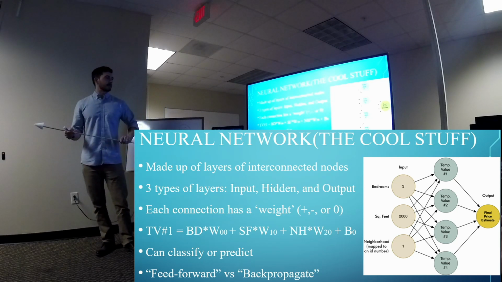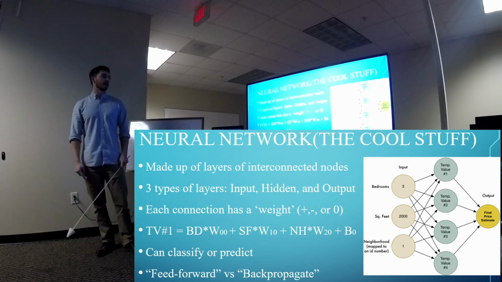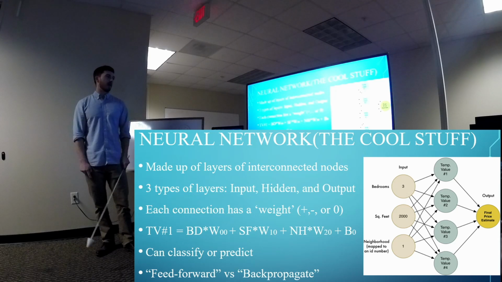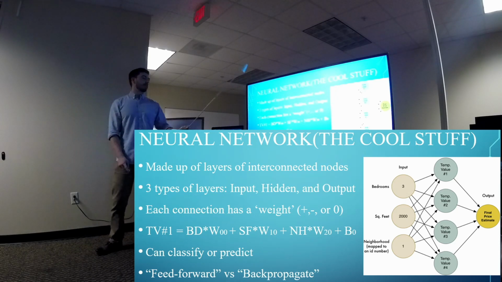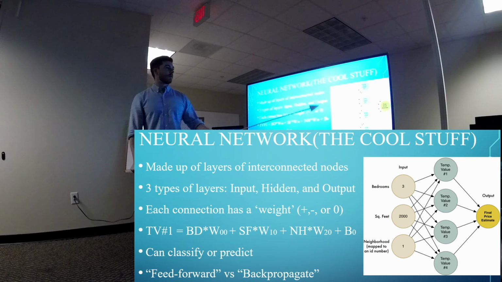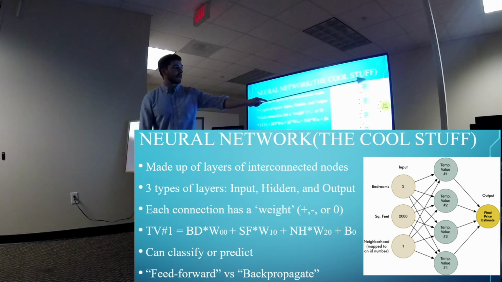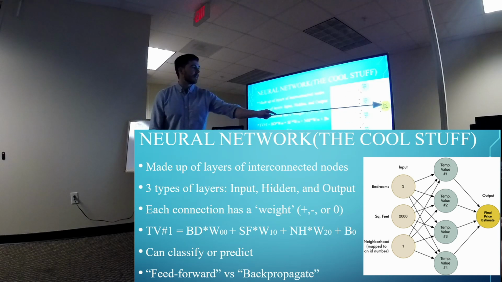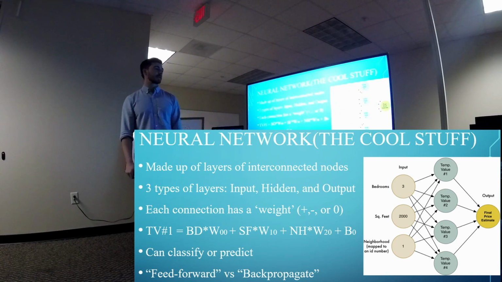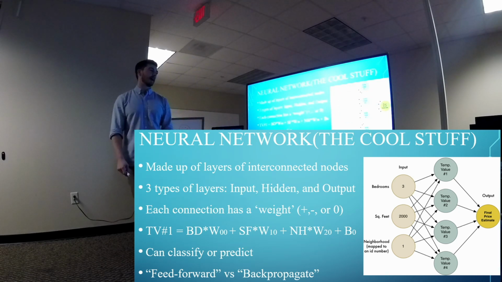And essentially, neural networks, at least the machine learning model of a neural network, is made up of 3 different types of layers, and they're all interconnected from the previous layer. You have your input layer, your hidden layer, and your output layer. You can see this is a neural network that's trying to guess the final price of a house based on the bedrooms, square feet, and this neighborhood ID.